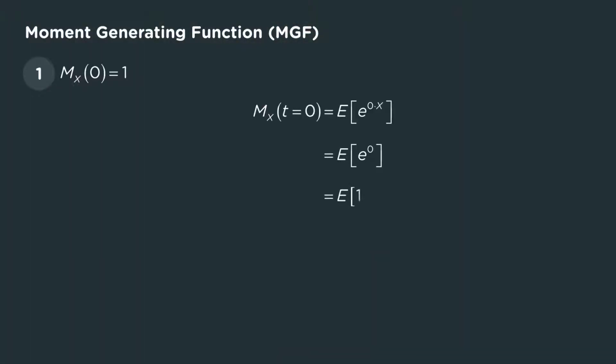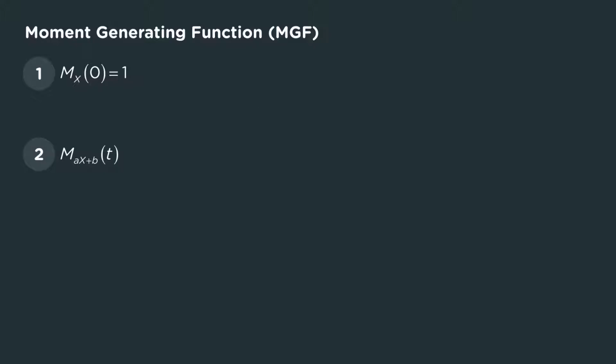Okay, 3 more points. First, an MGF evaluated at 0 equals 1 because e to the 0's expected value equals 1. Second, consider the MGF for a times random variable x plus b. The result is e raised to the b times t times x's MGF evaluated at a times t.